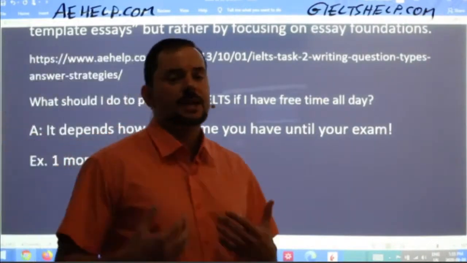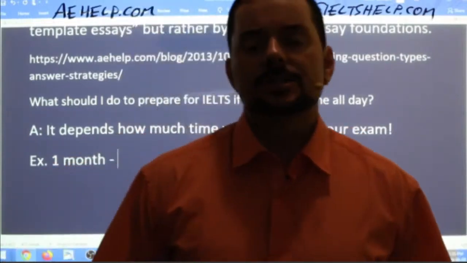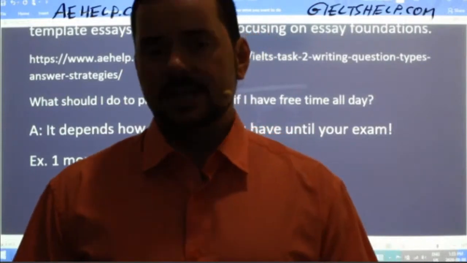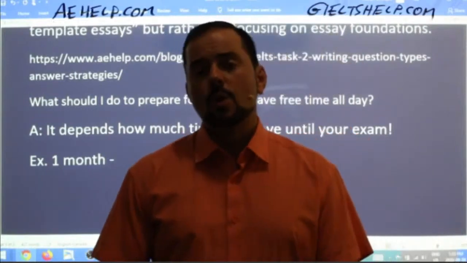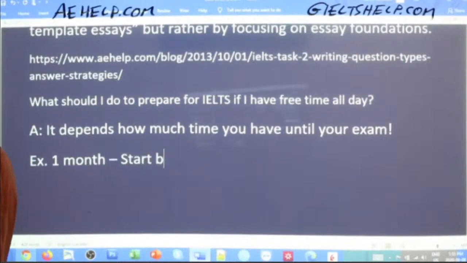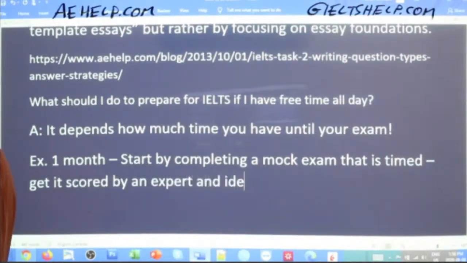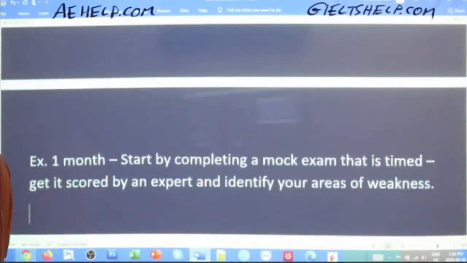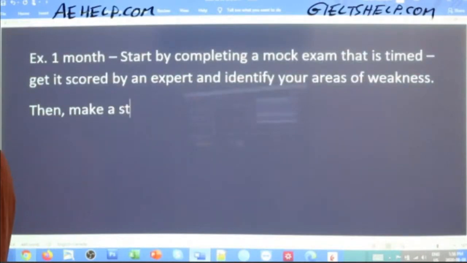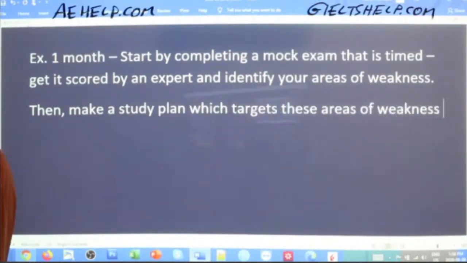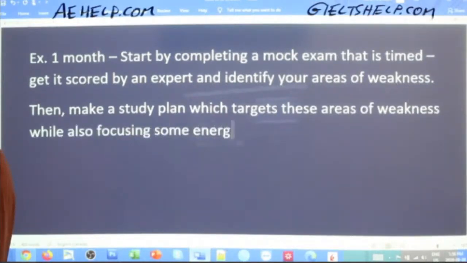All right. The first step that everybody should always do when you're preparing for an IELTS exam is start with a practice exam that's timed. Get an assessment, a score for your speaking and for your writing. And figure out what are your weaknesses, okay? So start by completing a mock exam that is timed. Get it scored by an expert and identify your areas of weakness. Okay, then make a study plan which targets these areas of weakness while also focusing some energy on the other sections.